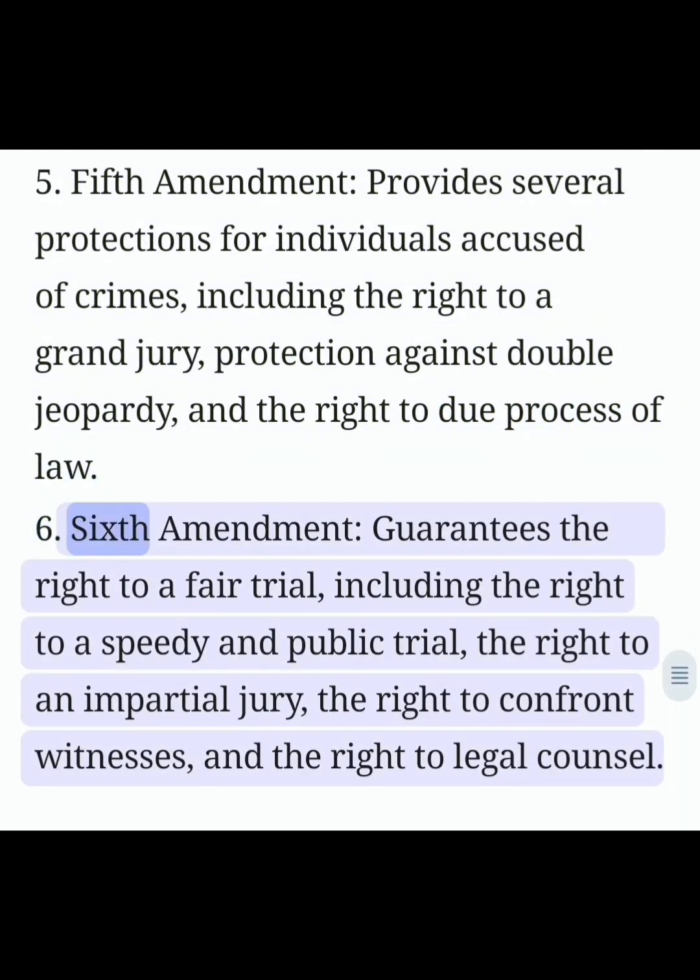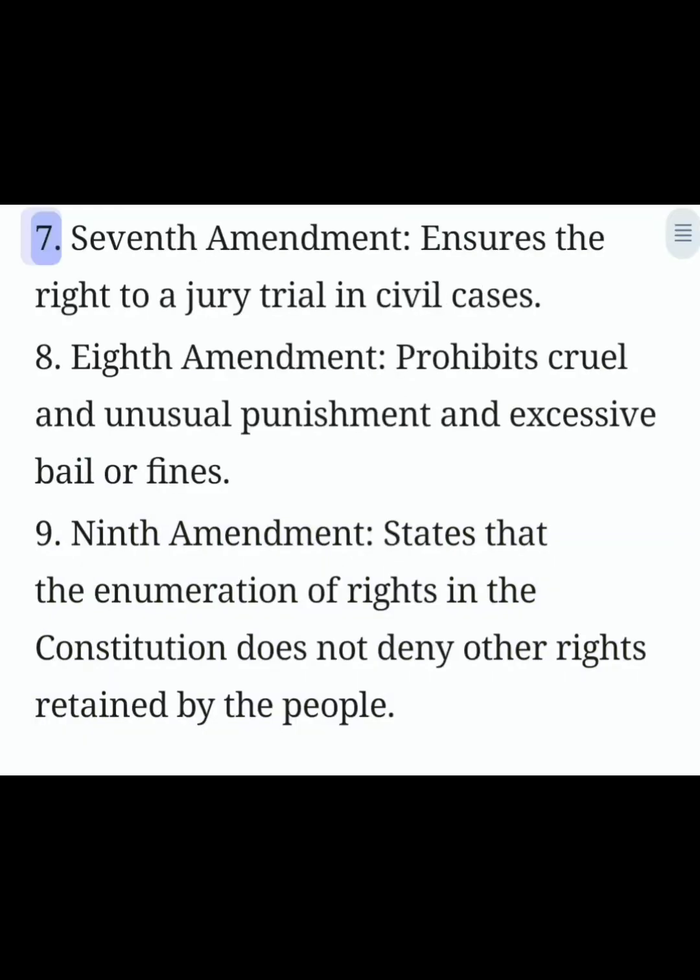6. The Sixth Amendment guarantees the right to a fair trial, including the right to a speedy and public trial, the right to an impartial jury, the right to confront witnesses, and the right to legal counsel. 7. The Seventh Amendment ensures the right to a jury trial in civil cases. 8. The Eighth Amendment prohibits cruel and unusual punishment and excessive bail or fines.